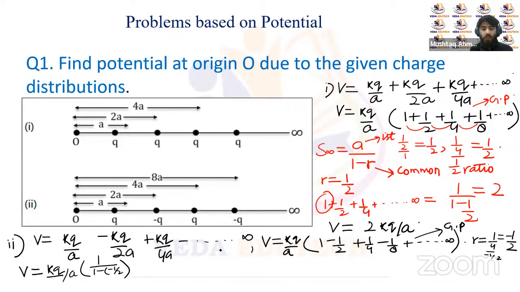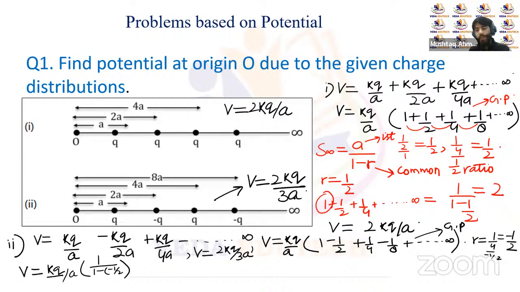So the total potential here will be now equal to, that's V is equal to, so 1 plus 1 by 2 will be 3 by 2, right? So it will be 2 kq upon 3a. So it means that for the previous case, the potential at the origin will be 2 kq upon a, and for this case, the potential at the origin will be 2 kq upon 3a.